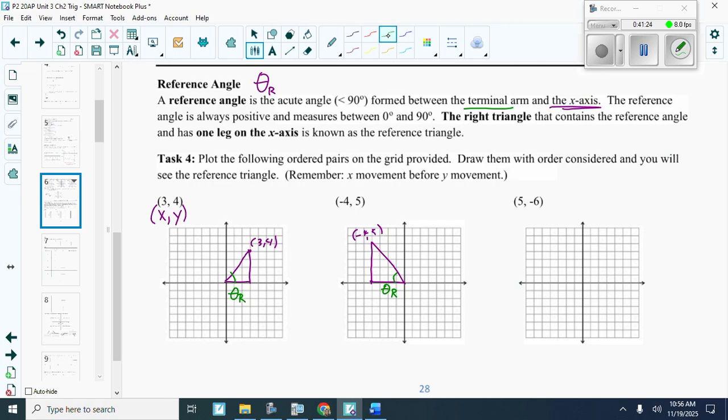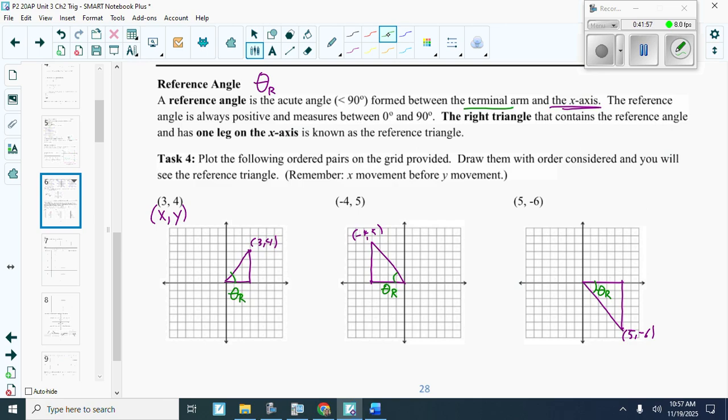And then the final one, we're at 5, -6. Our reference angle is always between the terminal arm and the x-axis.